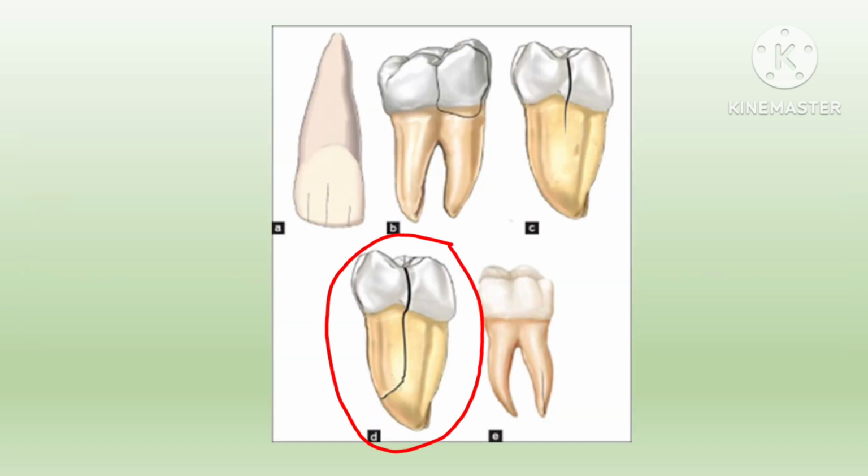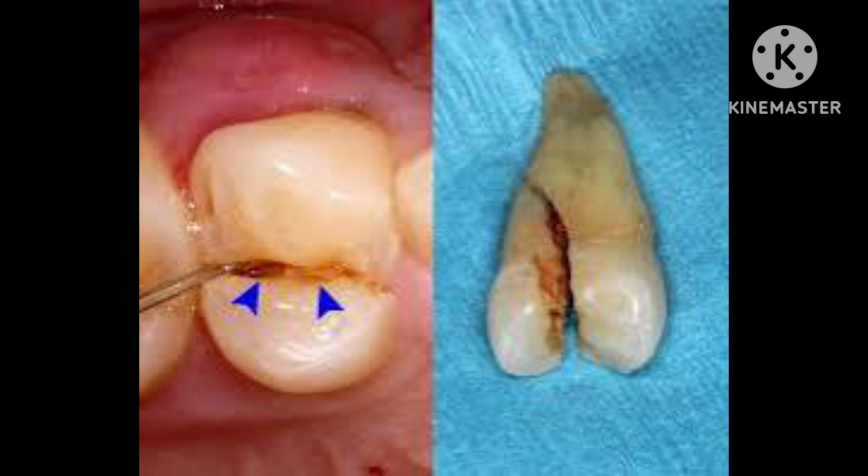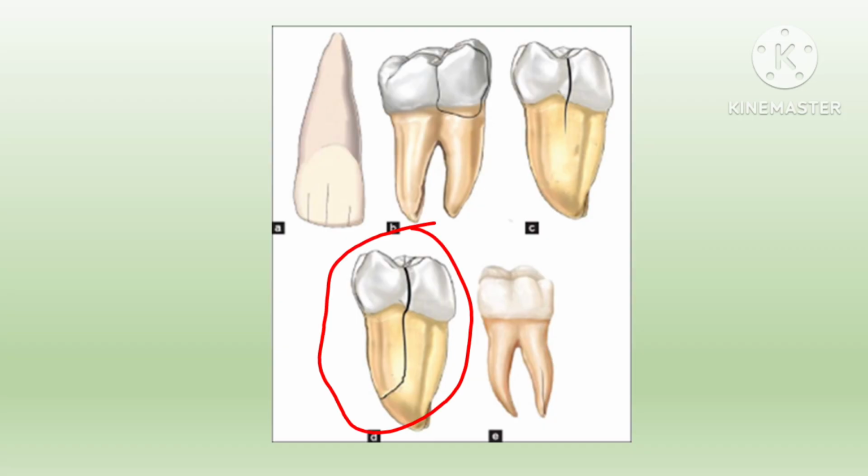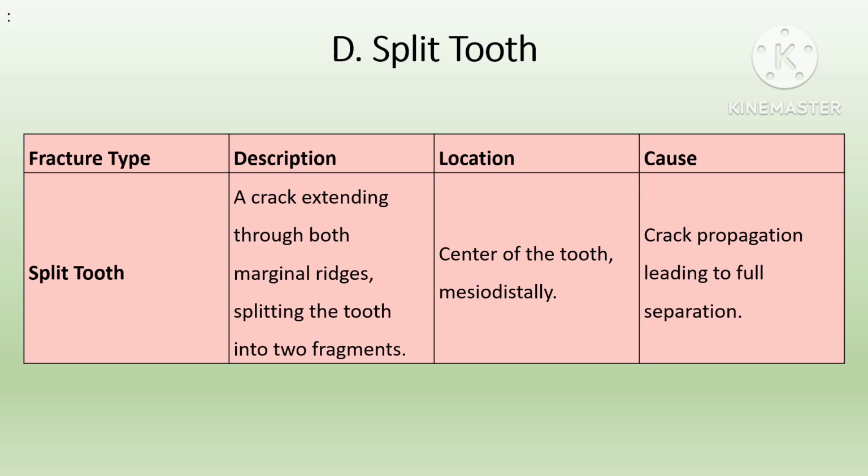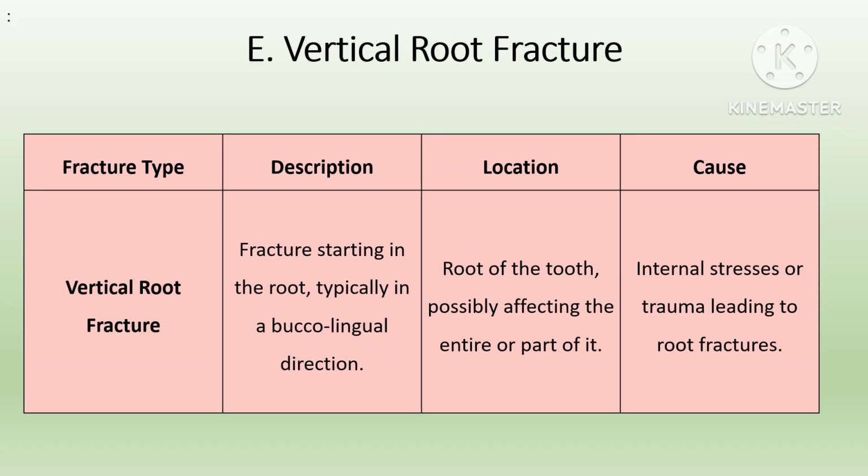Fourth classification is split tooth. A split tooth occurs when the crack extends through both marginal ridges, completely separating the tooth into two individual fragments. This type of fracture is often the result of crack propagation, where a small crack in the tooth expands over time due to additional stress, leading to full separation of the tooth into two parts. It is a more severe fracture compared to the cracked tooth and typically requires complex treatment.